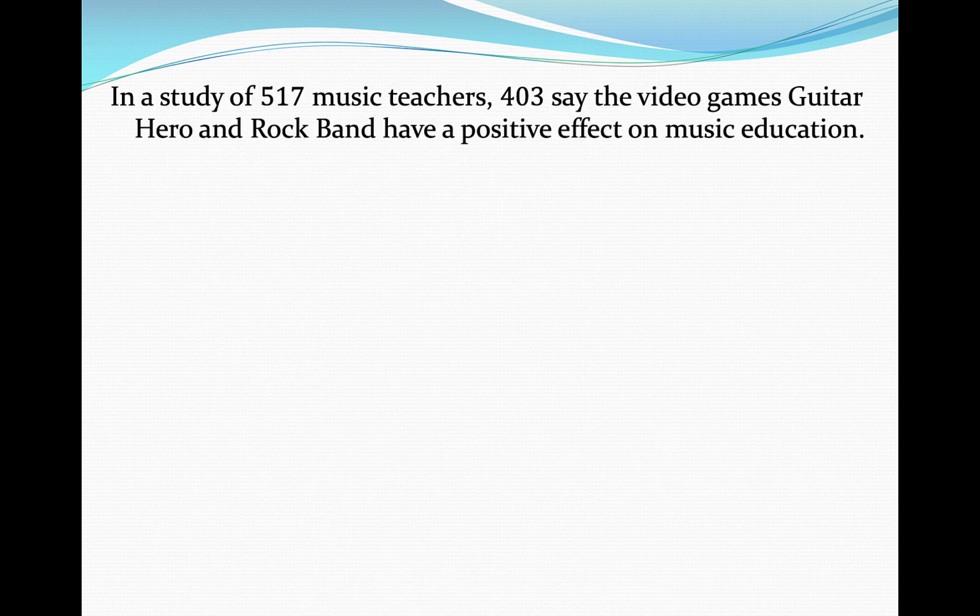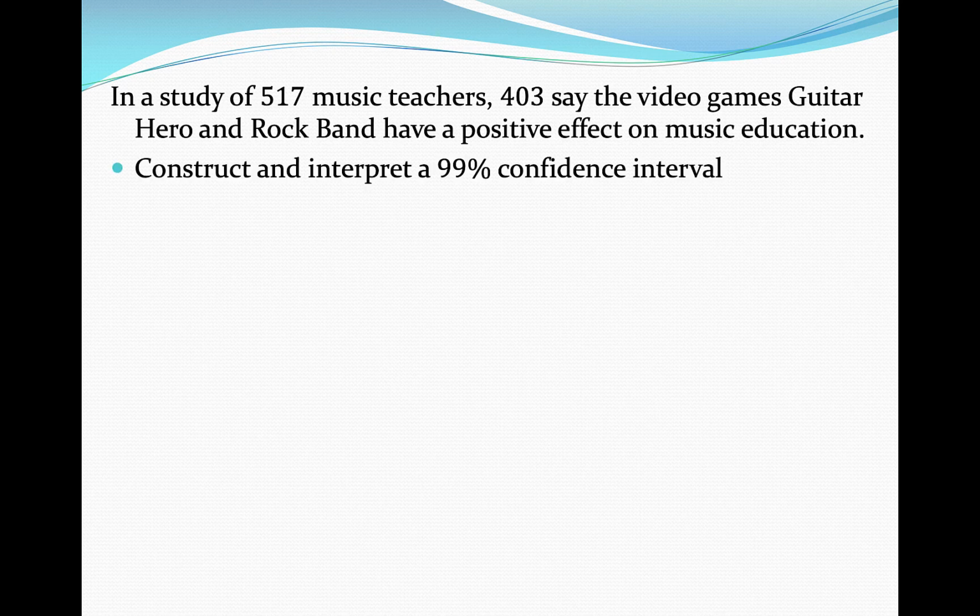Okay, so let's look at a second example. So this one's a little different. Same idea though, we're still doing confidence interval. In a study of 517 music teachers, 403 say the video games, Guitar Hero, and Rock Band have a positive effect on music education. So we are first just going to construct and then we'll interpret. Construct a 99% confidence interval.